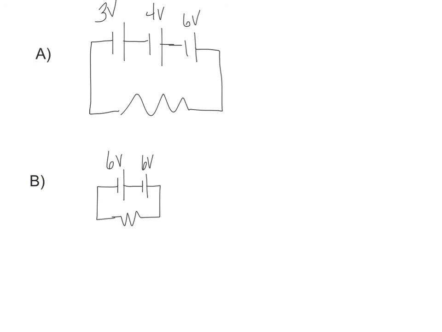Whenever you have voltage sources or batteries that are in series together, you can tell because they are linked together one after the other like that. You just add them up. So 3 plus 4 is 7, plus 6 is 13 volts. And the same down here. 6 plus 6 is 12 volts.